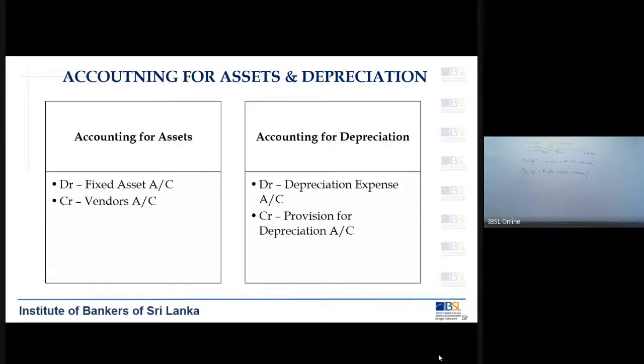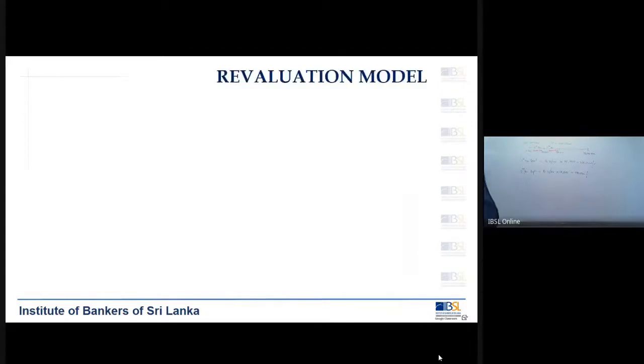And as you know, now you have been learning how to calculate the depreciation. So every year when you depreciate this asset, you will debit the current year's depreciation to the depreciation expense account, which is in the P&L, and you will credit a balance sheet account called provision for depreciation. Provision for depreciation, that is the double entry.